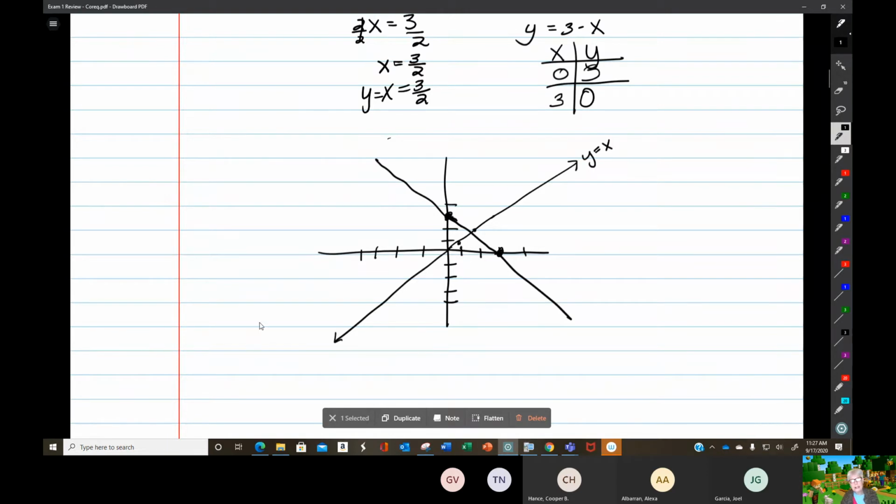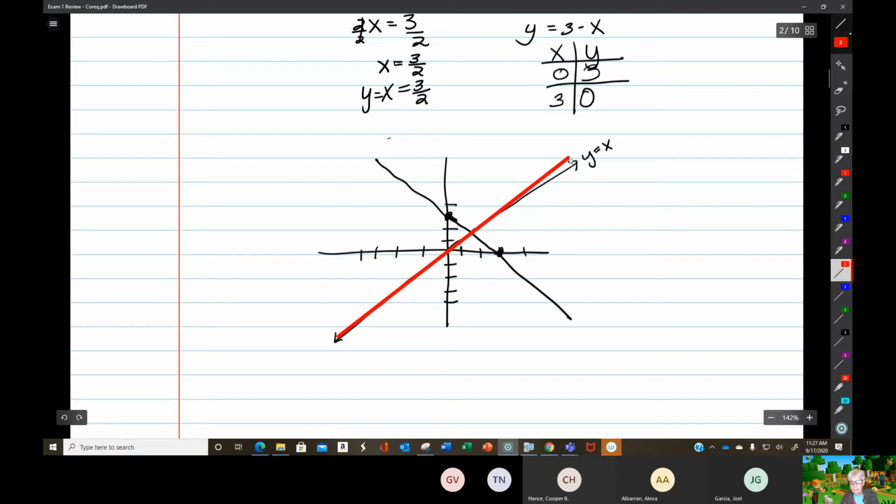Okay, now what did I not do? I should have waited to draw the other line. But what the heck? I am going to put a red line over y equals x. That would have been better. Okay, so there's the red line. There's y equals x, and we will just kind of get rid of the line part. Woo! Okay.